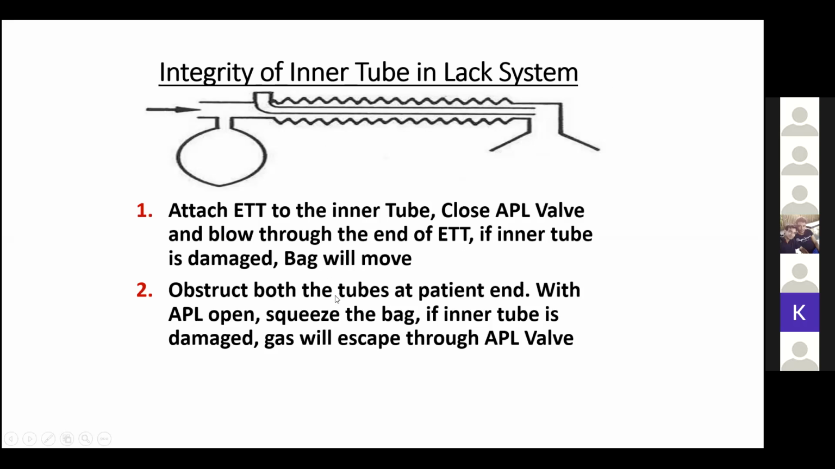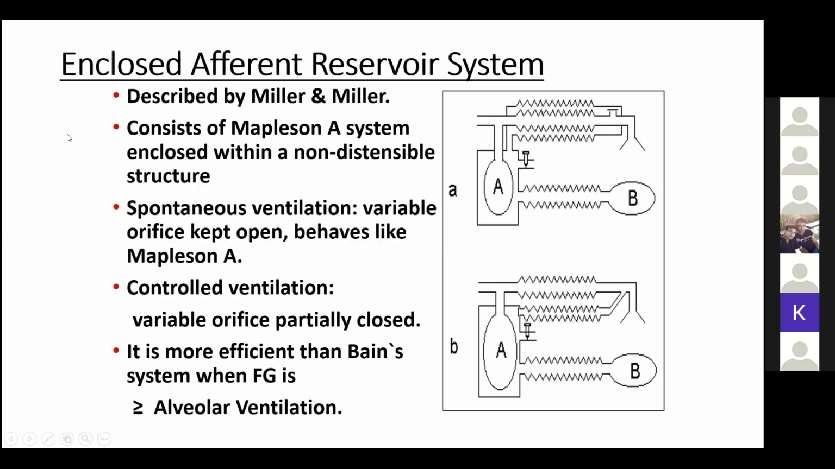Okay. Another way is to obstruct both the tubes, meaning the inner and the outer tube. With the APL valve open, squeeze the bag. If the inner tube is damaged, the gas will escape through the APL valve. So these are the two ways of testing the integrity of the inner tube in the LEX system.